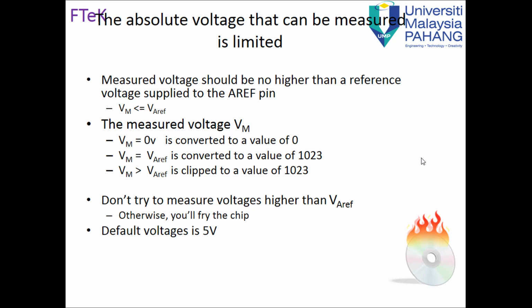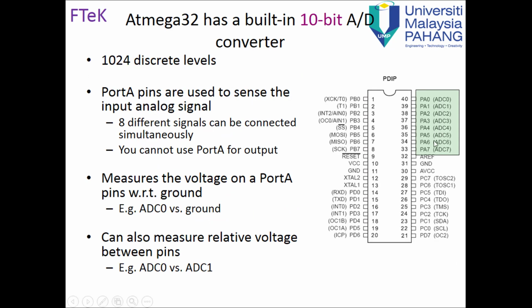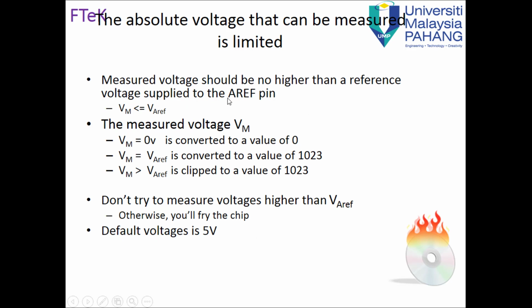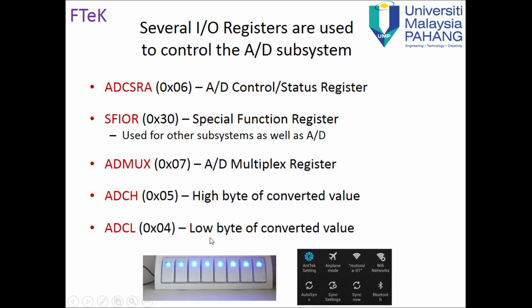The voltage applied to any of the ADC inputs shouldn't be above the V reference. The measured voltage VM, if equal to 0, is converted to the value 0. If it's equal to V reference, the maximum, it will be converted to 1023. This is the maximum value of 10-bit. And if it's above the AREF, it will continue to be 1023. Don't do that. Don't try to measure voltage higher than AREF, otherwise you will fry your chip and your microcontroller will be burned. As I said, the default is 5 volt.